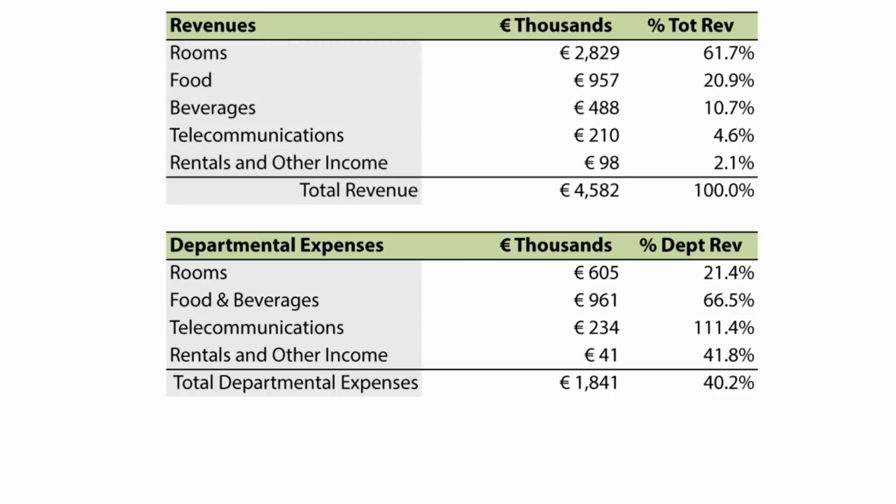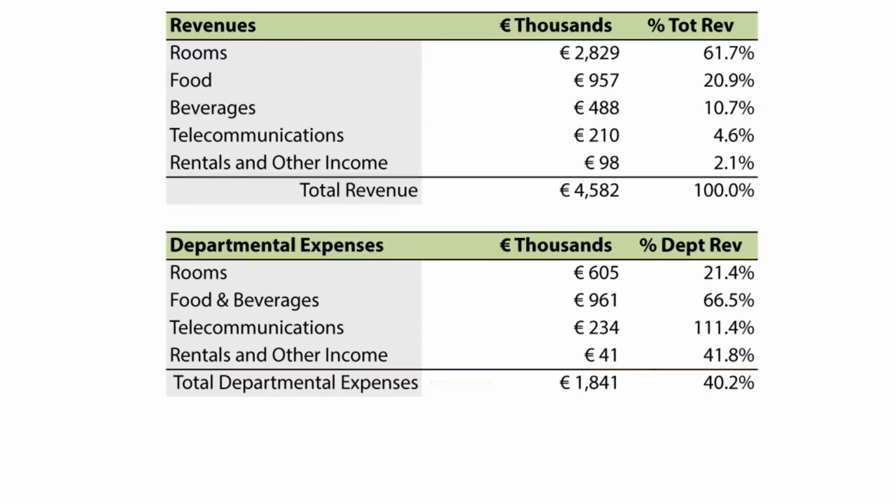And lastly, within this category, we have some rentals, so a very, very minor amount of income. We rent out some meeting space for some of our guests. That has a very low cost associated with it, about 41%. So again, these departmental expenses are expressed as a percentage of departmental revenues.